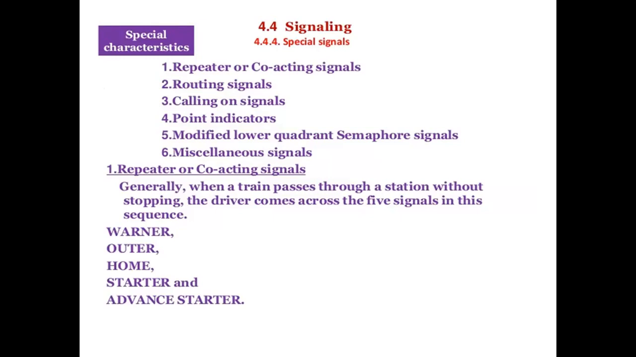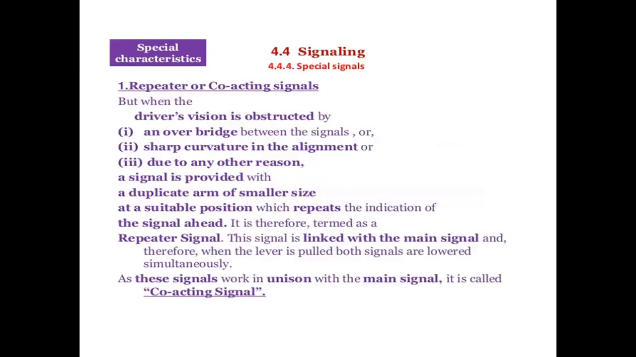Here, in these repeater coacting signals, generally, when a train passes through a station without stopping, the driver comes across five signals, and in this sequence, the Warner, outer, home, starter, and also the advanced starter indicators can be implemented in these five signals of the repeater or coacting signals.